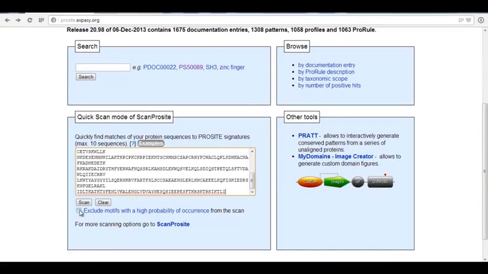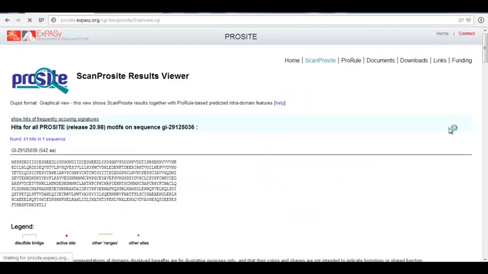There is a box that is often checked that reads "exclude motifs with a high probability of occurrence," and we will uncheck that box. So I will get the high probability of occurrence patterns. Those are the short patterns that match frequently, that happen all the time in proteins. So a quick scan with that particular protein.